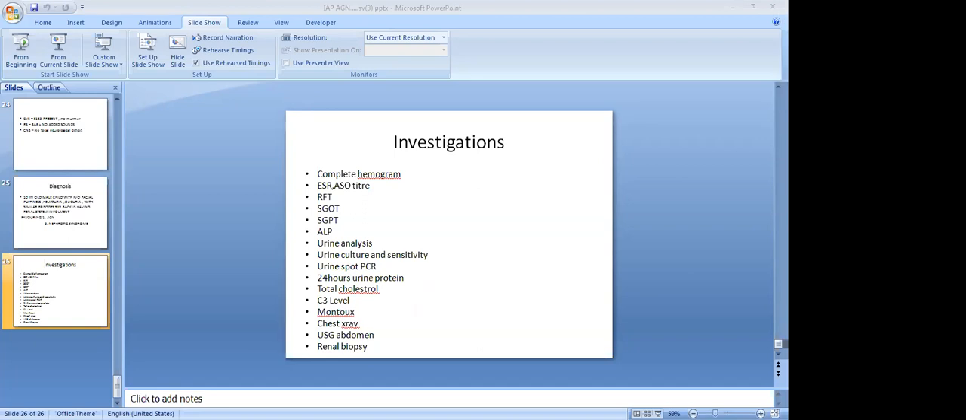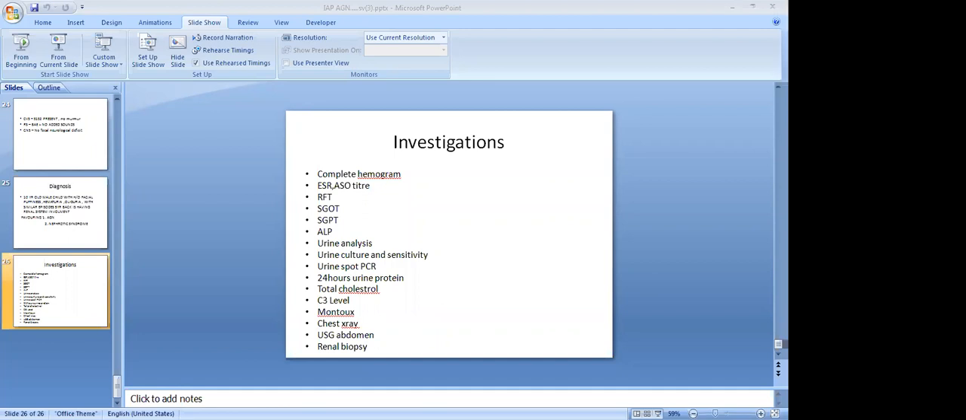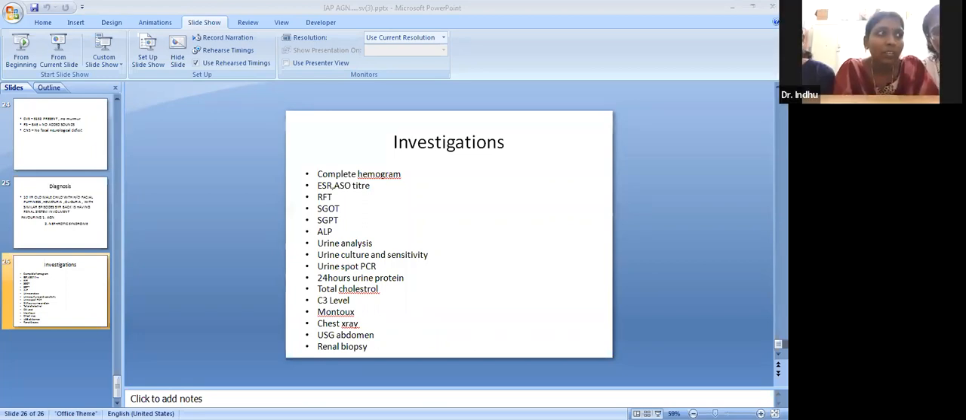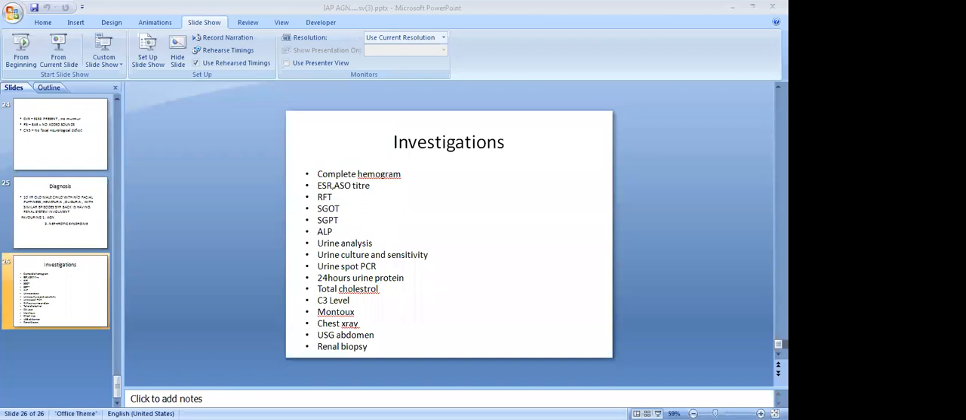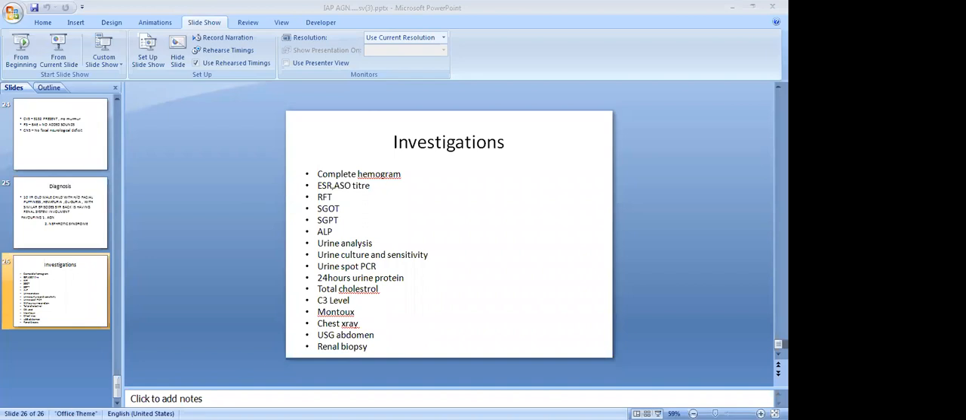Which disease only C3 will be low? Bacterial peritonitis. Sorry. Very good. Your first answer is okay. Don't bring IgA nephropathy here.